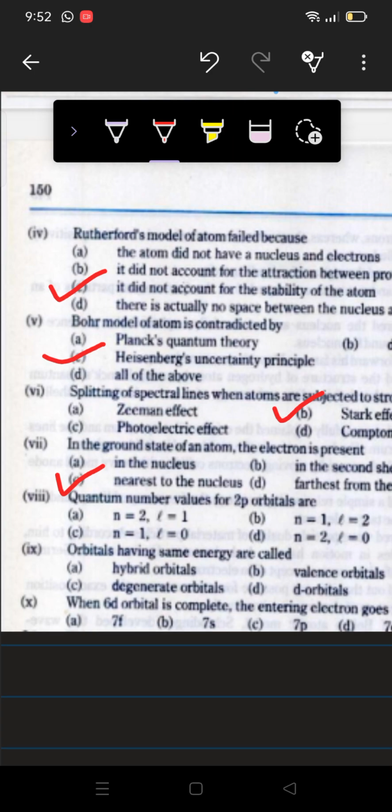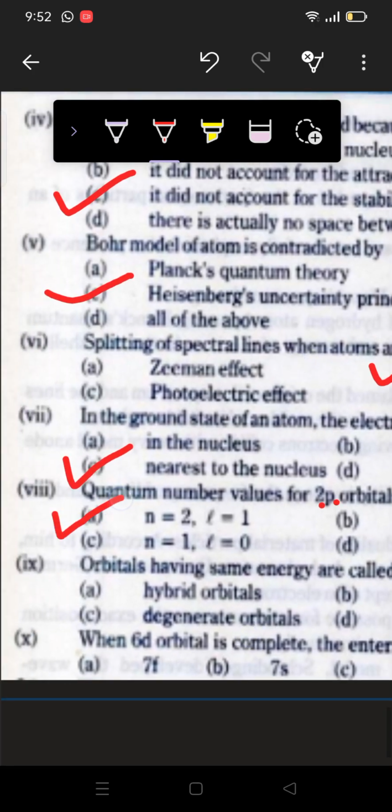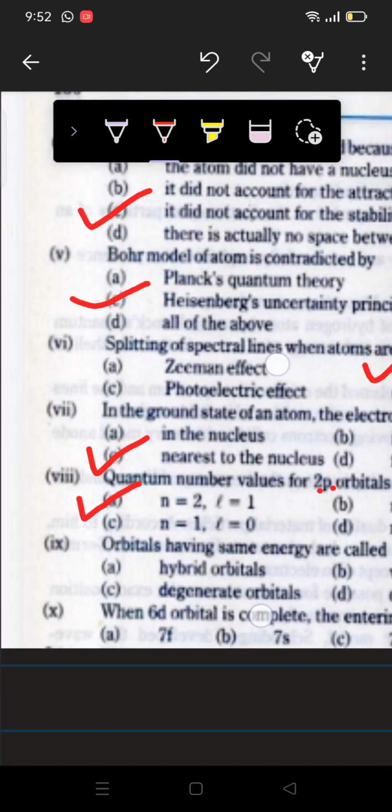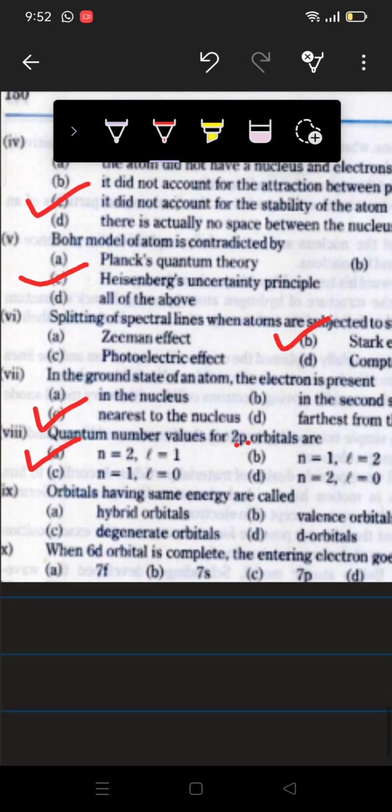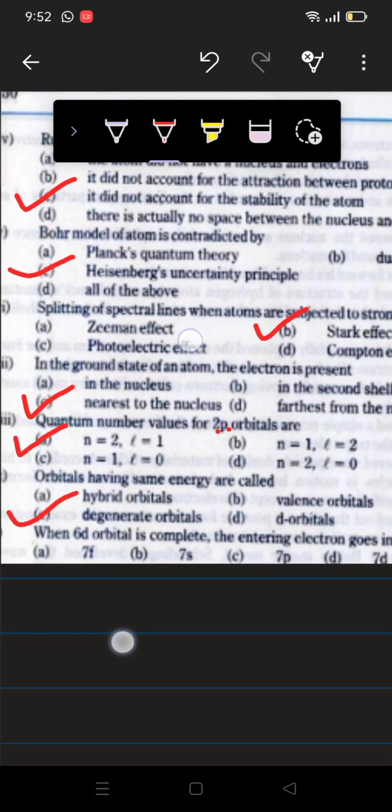Now quantum number values for 2p orbitals are, of course this 2 represents n, the principal quantum number, and p is for the azimuthal quantum number whose value is 1. So n is equal to 2 and l is equal to 1. So this A is the correct option. Orbitals having same energy are, of course we have discussed this in very detail, degenerate orbitals.